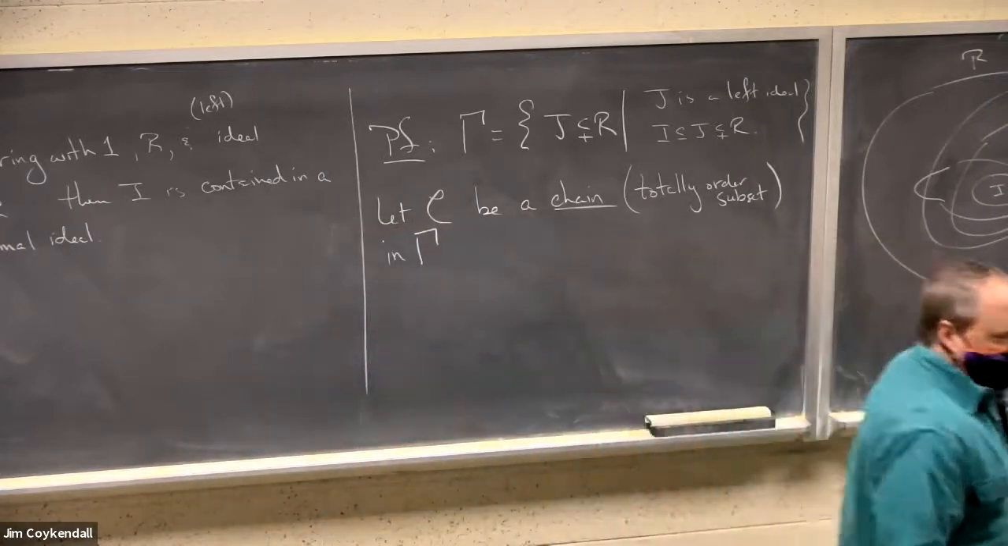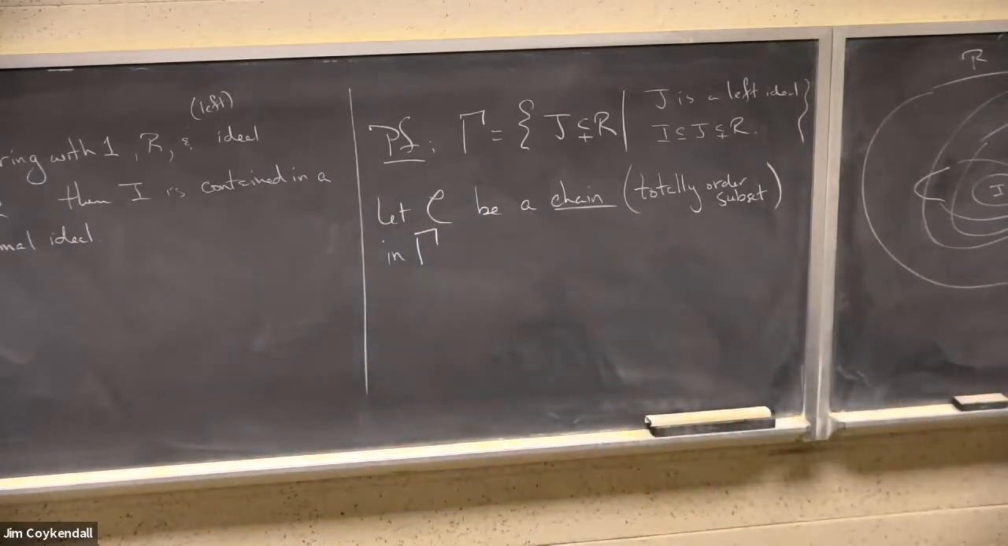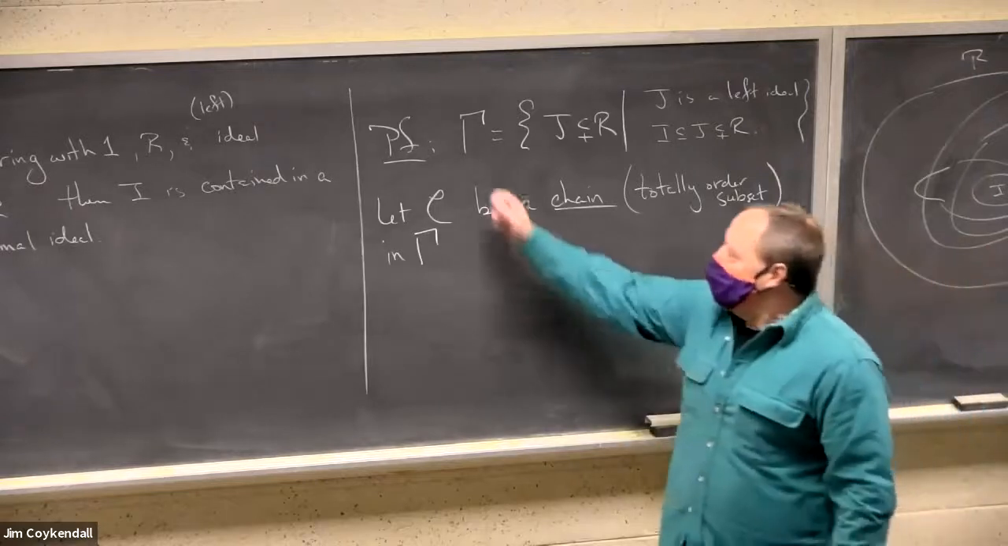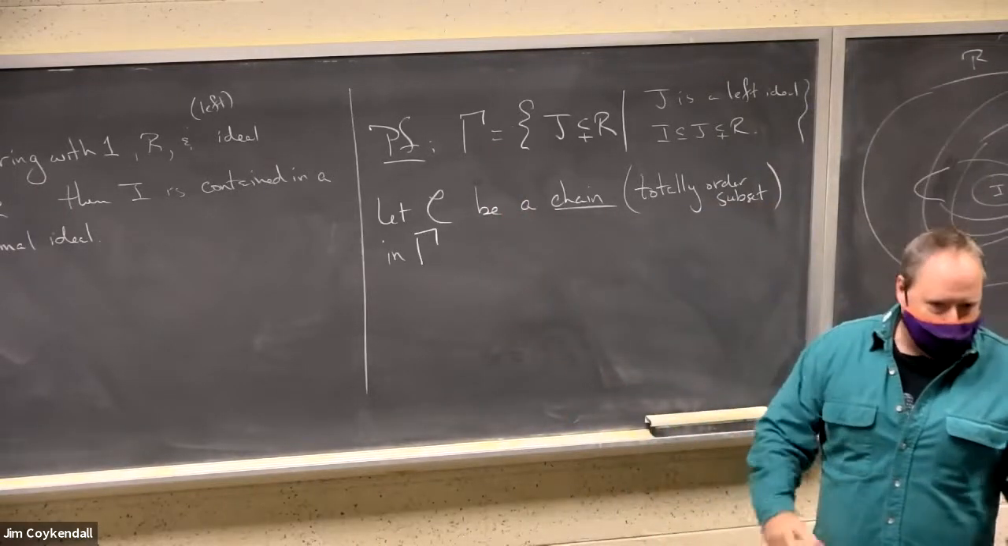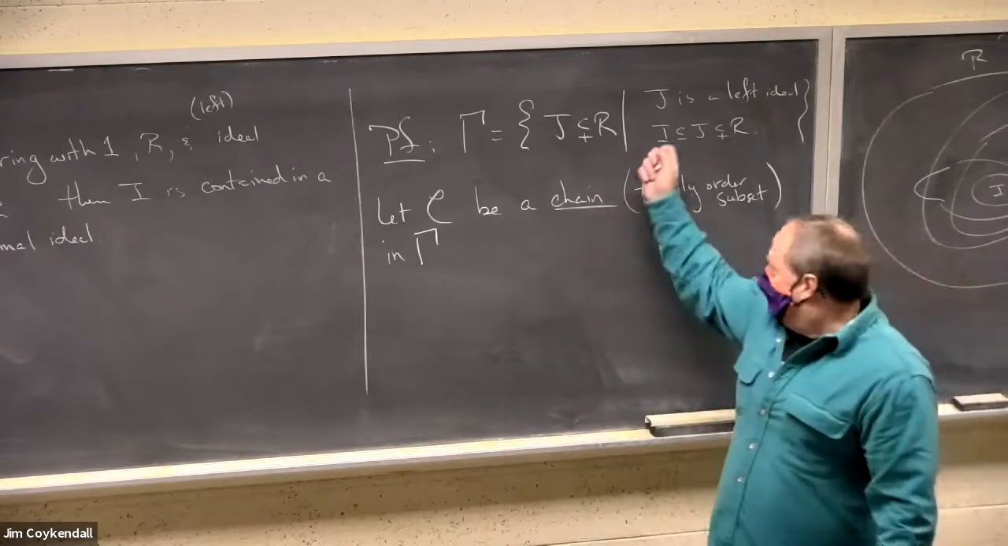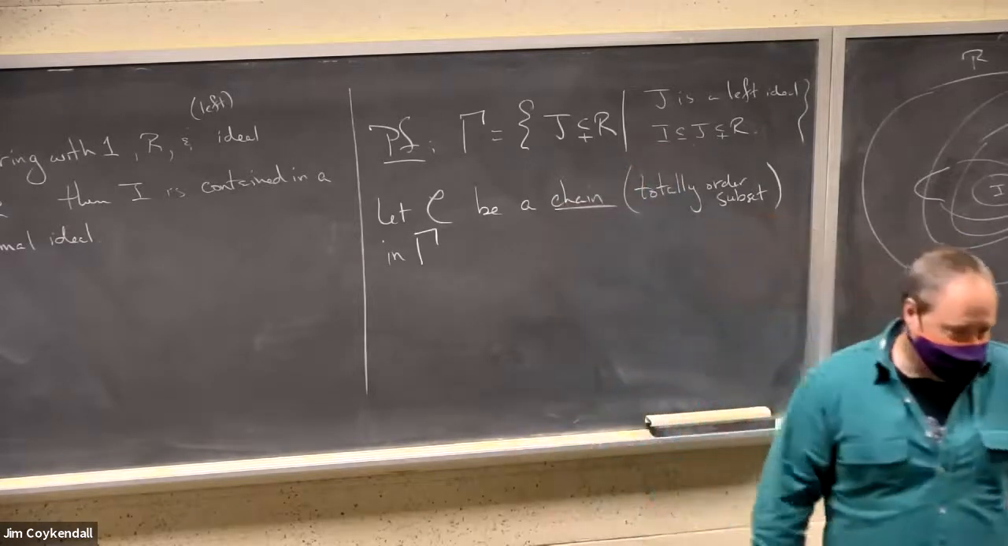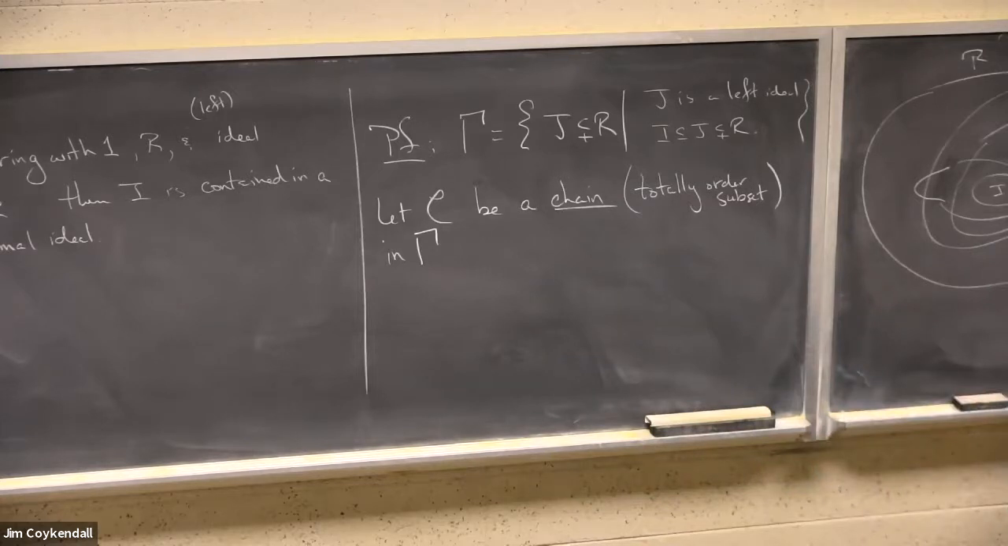Now, what we have to do to apply Zorn's lemma is show that any chain in this set, and that just means a totally ordered subset, so I'm pulling out all apples or all oranges, no mix. So I'll go from partially to totally ordered by looking at the subset. Every chain must have an upper bound that's still in gamma.